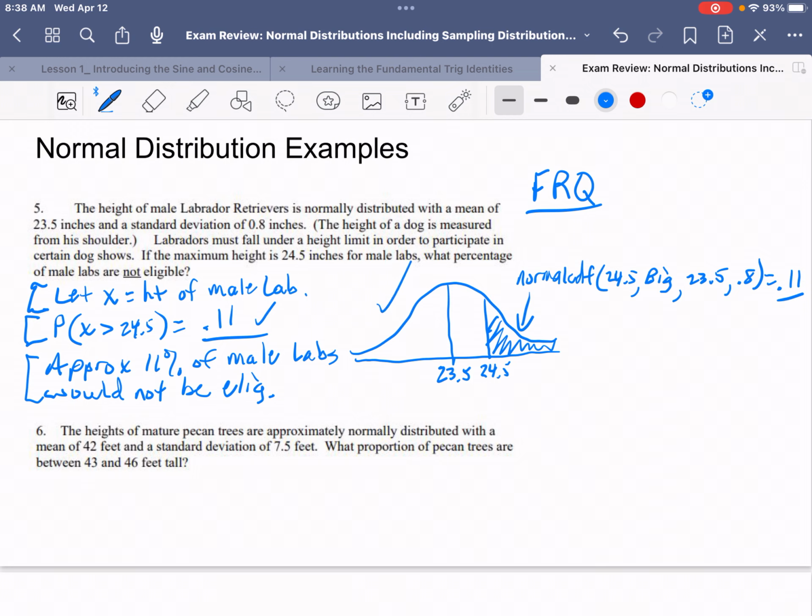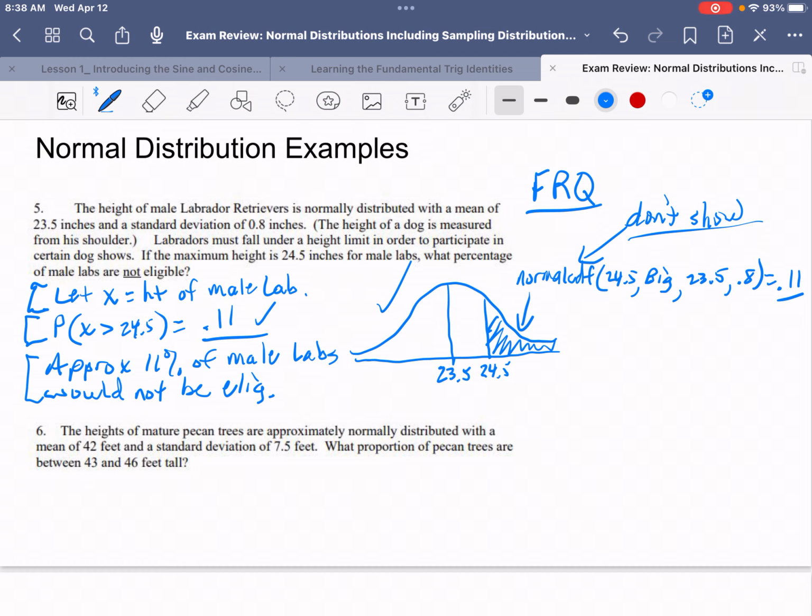By the way, you don't even have to show your calculator speak. It's okay if you do, but you don't have to. You're not going to get any extra credit for showing that. Okay? Now, this next problem is very much the same.